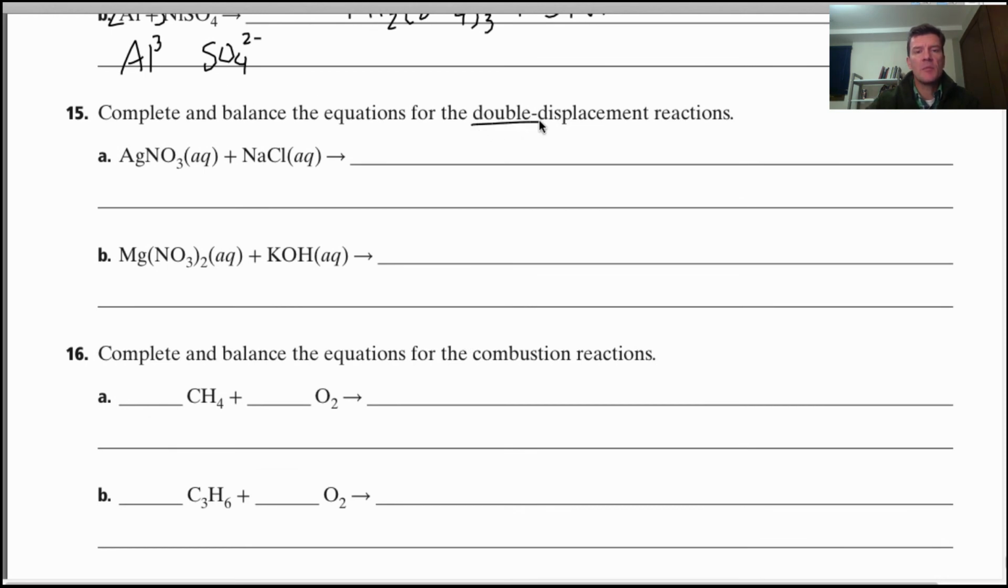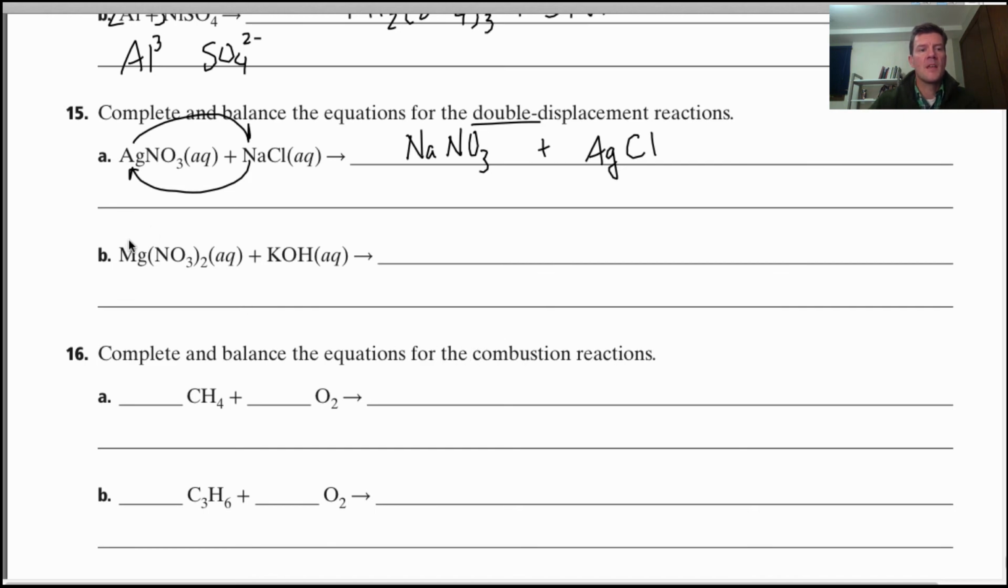Alright, now we get a double displacement. Double displacement means you're going to have the metals switch places. So the silver was with the nitrate, now it's going to be with the chloride. And silver is a +1, chloride is a -1, so just one of each. The sodium goes with the nitrate. Sodium is a +1, nitrate is a -1, so you just need one of each of those, and you're balanced.